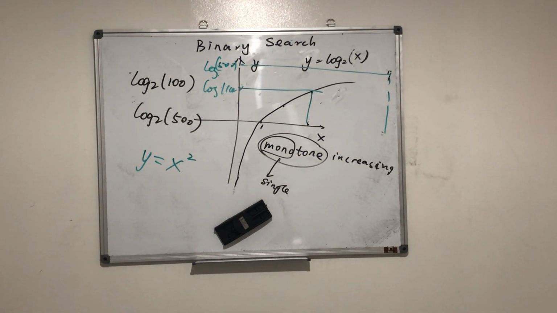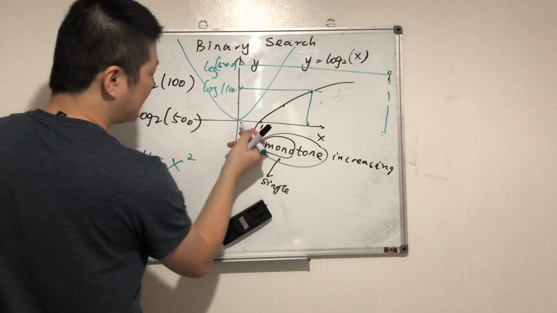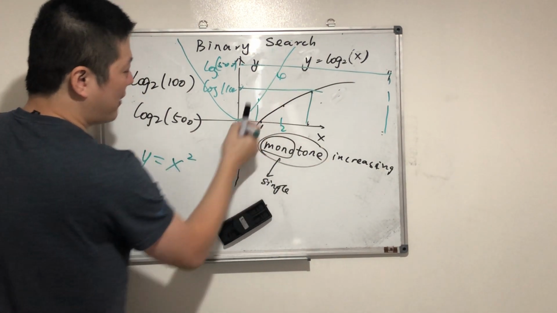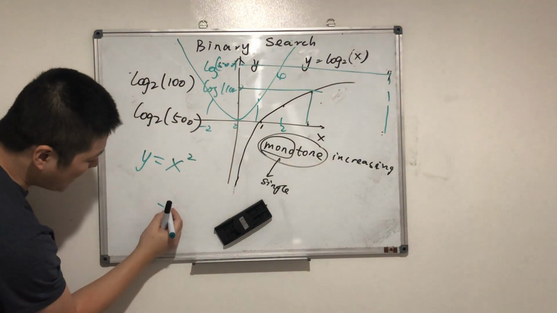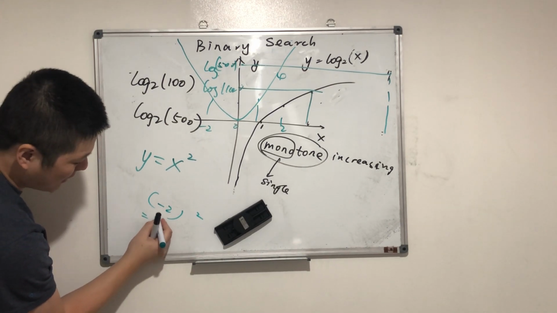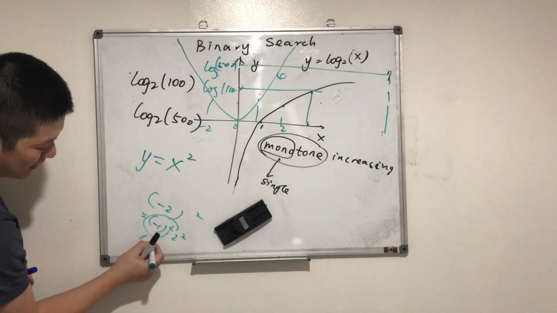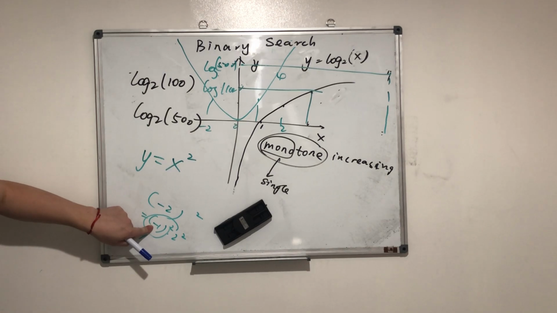X to the power 2? No, because its function is like that. Look, when x is 0, it's 0. When x is 1, it's 1. When x is 2, it's 4. But when x is minus 2, it's also 4. Okay? Minus 2 squared equals what? Minus 1 squared times 2 squared. Okay? Minus 1 squared is 1. Got it? Because a double negative makes a positive.